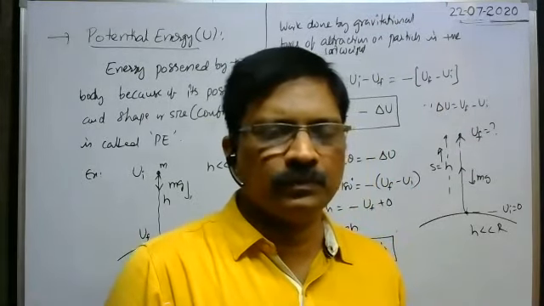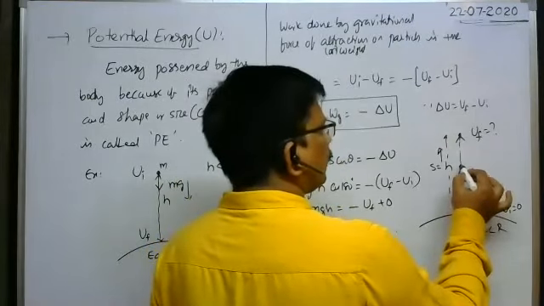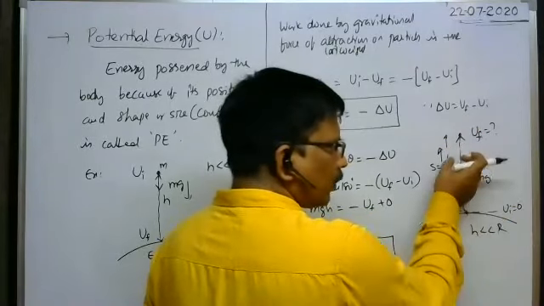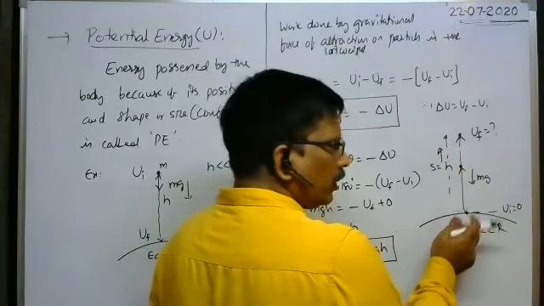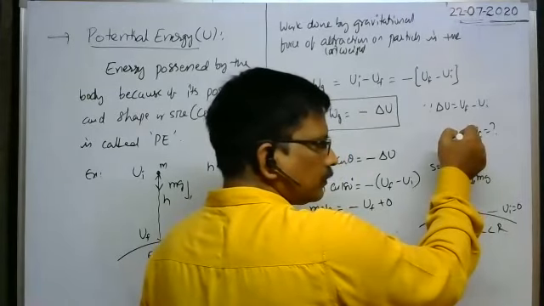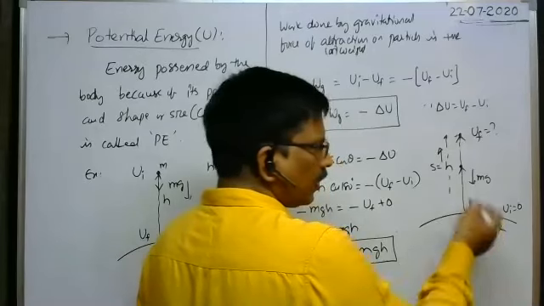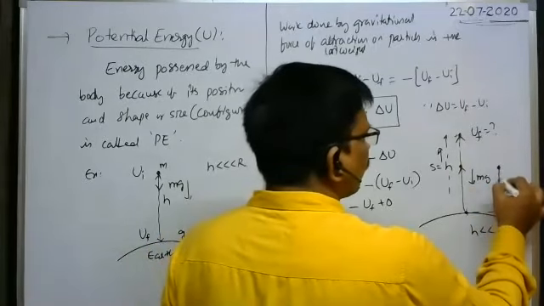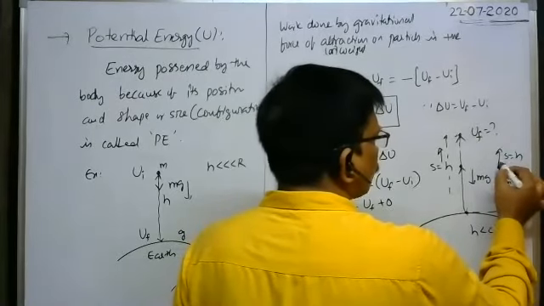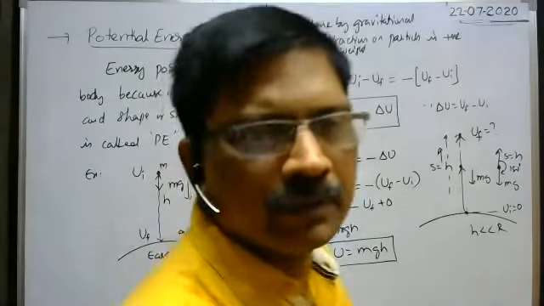Sir, how will 180 degrees come, sir? Not understood. Suppose whenever the particle is here, the weight of the particle acts in the downwards direction because Earth attracts the body downwards. The particle is moving upwards, which means the displacement is upwards. The angle between them is 180 degrees. The gravitational force is downwards, and the displacement S equal to H is upwards. So the angle between them is 180.